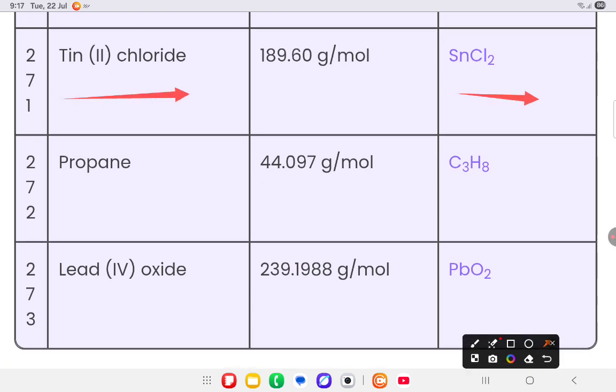tin chloride that is SnCl2, propane that is C3H8, lead oxide that is PbO2.